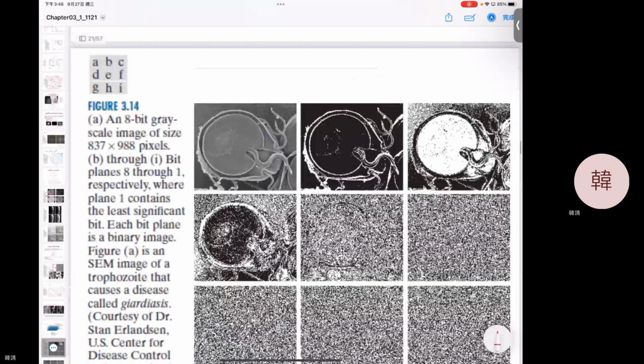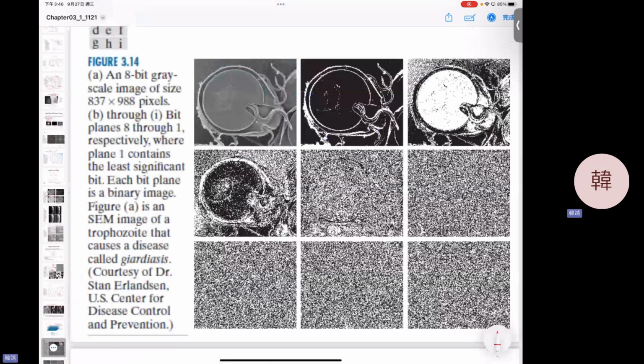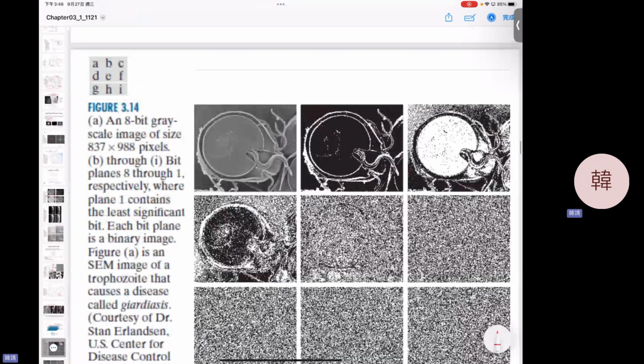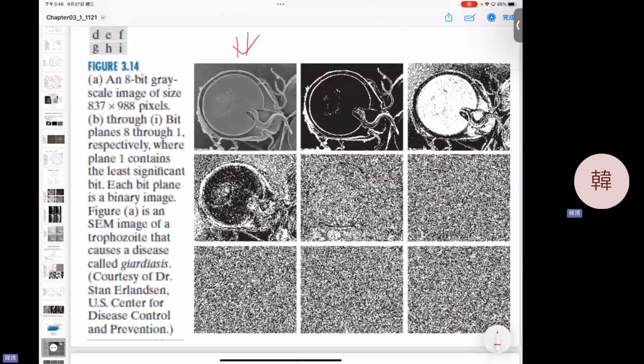For example, like this. This is an 8-bit gray level image, like this one. This is the trophozoite. I don't know how to pronounce it. It's just kind of a parasite, some bacteria, called giardiasis, whatever. Okay, it just makes you have diarrhea, in your stomach. Not a very serious one. However, if you want to look at this one, let's look at the 8 bit planes individually.